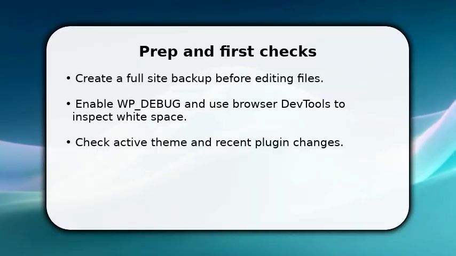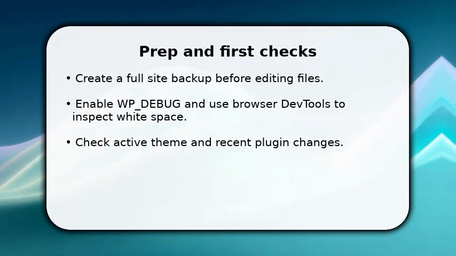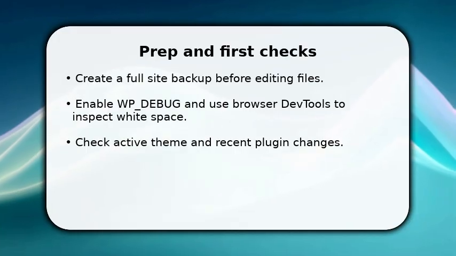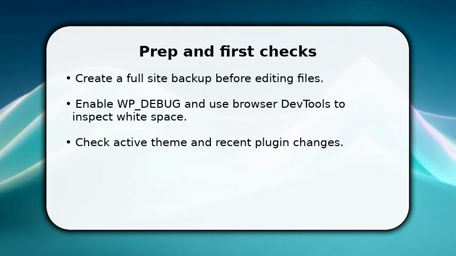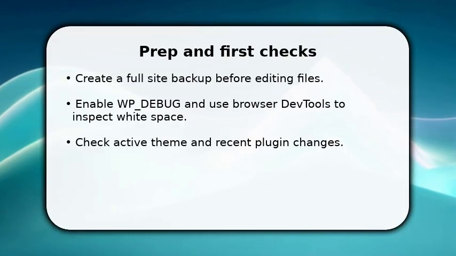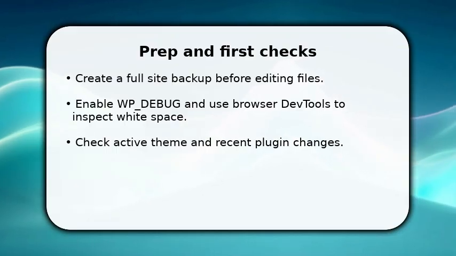You will start by protecting your site and locating the problem. First, make a full backup so you can revert if needed. Once done, enable WP Debug and open your browser DevTools to inspect the area with extra white space. Look for margins, padding, empty elements, or CSS overrides. Make sure to note the active theme and any recently updated plugins because those often introduce layout shifts.